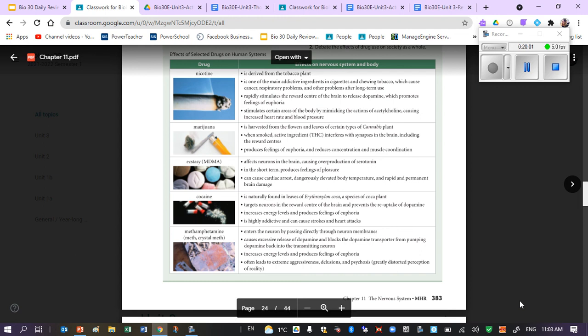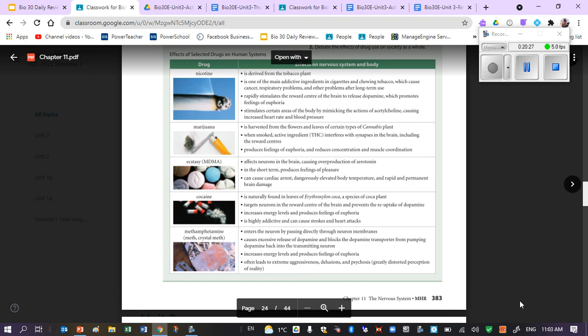But this page, 383, so it's the one right before we were looking at in the digital book, has some examples of different types of drugs and how they affect the nervous system. Now, it also gives some description of how it affects the body as well. We're going to focus just on the nervous system part. Specifically, how are these drugs impacting the way the synapse works? That's the focus of what we're doing.